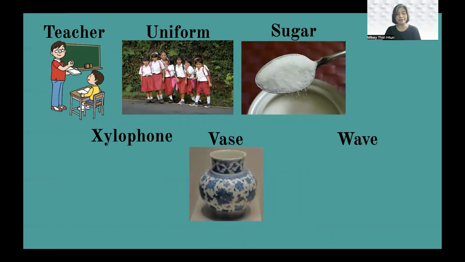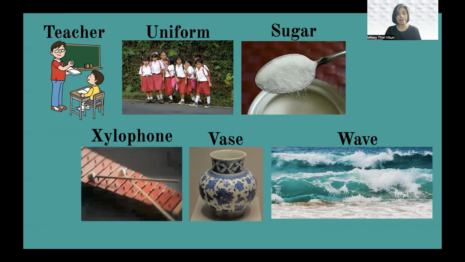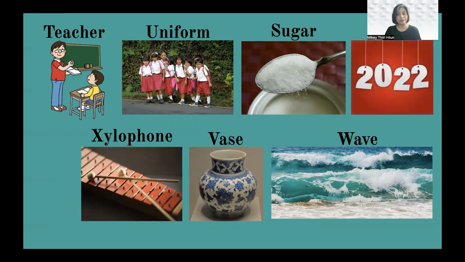And V for vase. You can put flowers in it. And W for wave. So when you go to the beach, you can see waves. And X for xylophone, a kind of instrument, a musical instrument. And Y for year. This year is 2022. And the last one, but not the least, Z for zero.